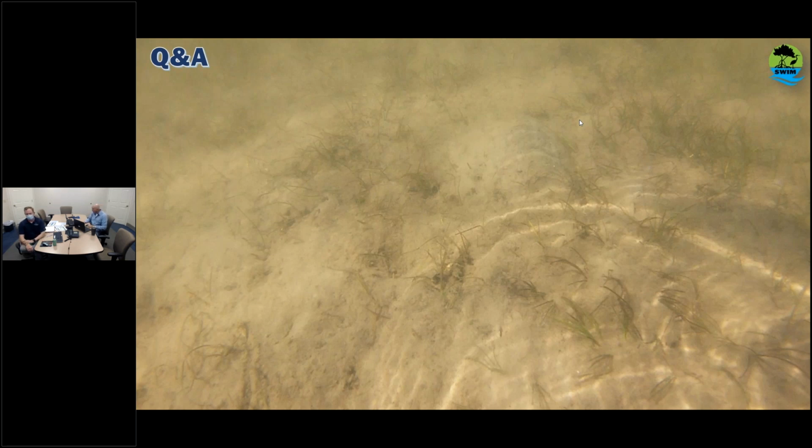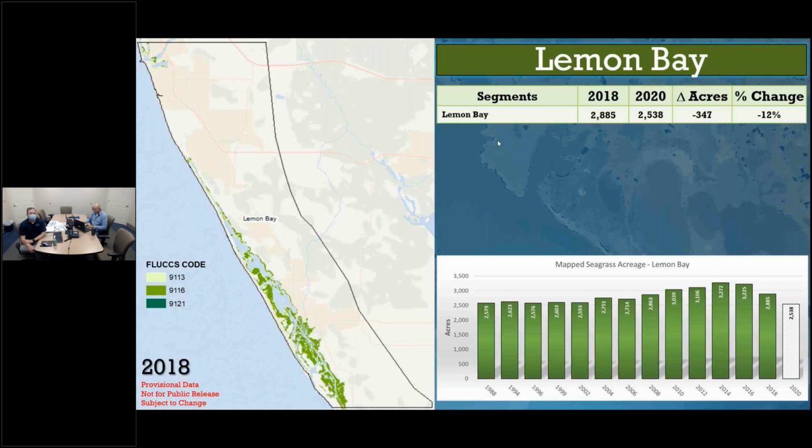All right. So moving south on our tour, we're going to pick up now with Lemon Bay. Lemon Bay had about a 12% change, or a 347 mapped acre reduction. The map on the left, again, is 2018. If I shift to 2020, you're not going to see a whole lot of difference.